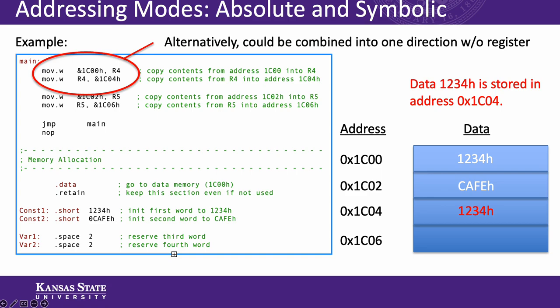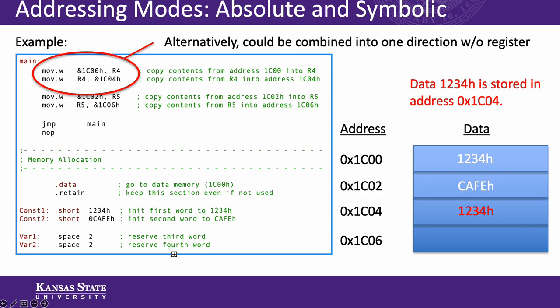Then we see from those two instructions, this is going to take the data located at that memory 1C00 and move it into register R4. Then the next move instruction is going to move the data from R4 into address 1C04. So you see how I have to know those memory locations, right?